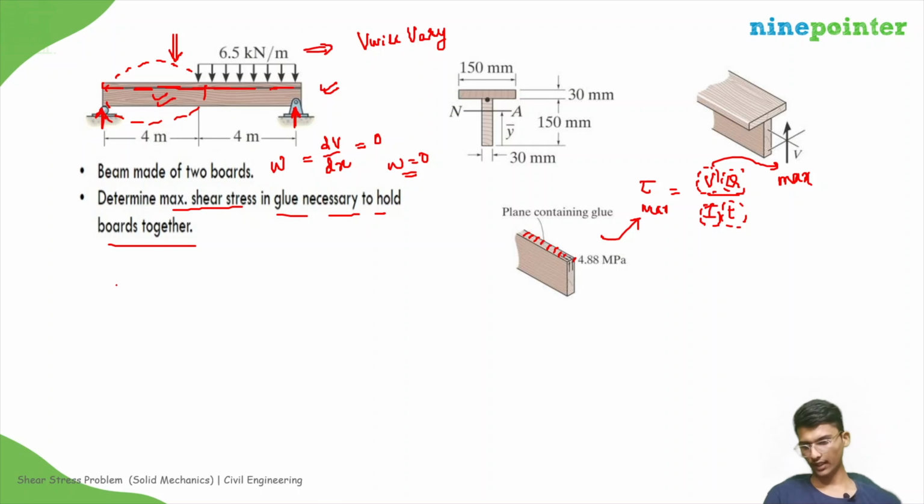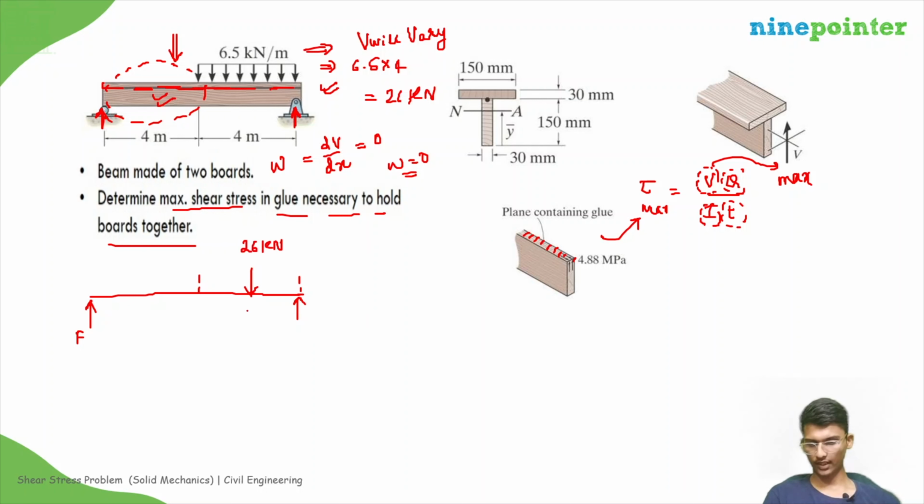So let us find out the reactive force first. So we can take this as F, and this is some force, and we can say this net load will be 6.5 into 4, right? So that will be 26 kilonewton, right? So if we take that, we can assume it acting over here as 26 kilonewton, and this distance is 2, this distance is 2, and this distance is 4.